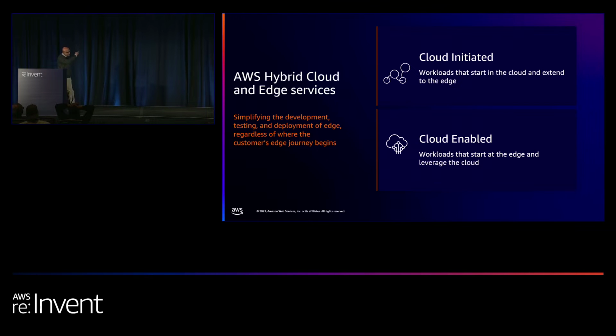The second category is the cloud-enabled. These are edge applications that start not in the cloud but at the edge, and they may or may not have AWS API integration, but they eventually want to get cloudified and take the benefit of the cloud in terms of monitoring capabilities, observability, and other things.